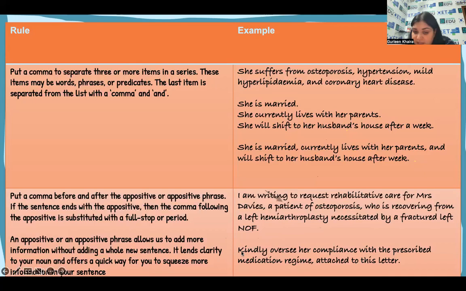Then see the next sentence also. Kindly oversee her compliance with the prescribed medication regime and then attach to this letter. This is our appositive phrase. And because there is nothing following the appositive phrase, that's why instead of a comma, we have put a full stop. So this is the rule.